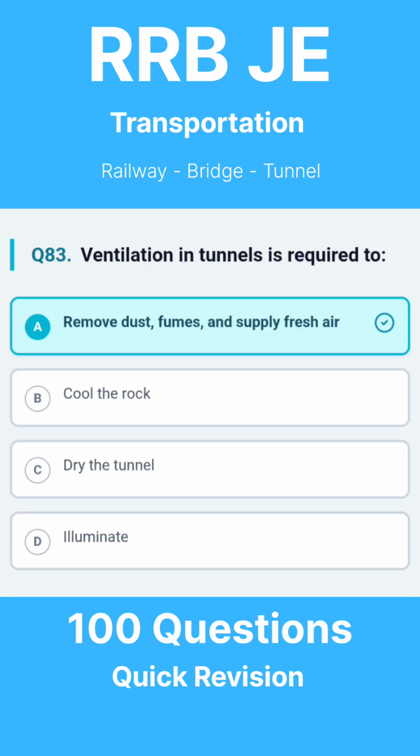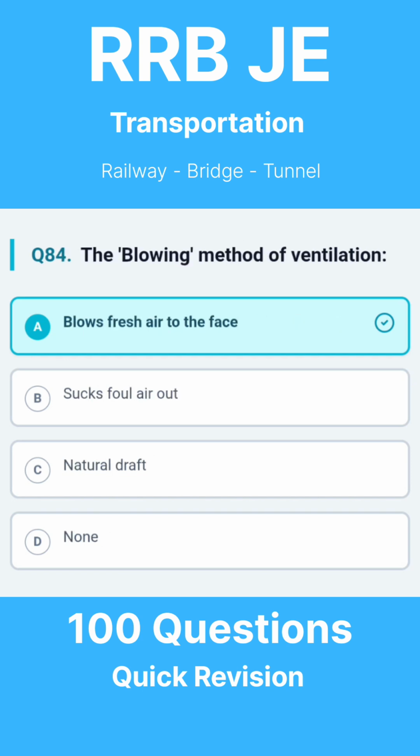Question 83. Ventilation in tunnels is required to? The correct answer is remove dust, fumes, and supply fresh air. Question 84. The blowing method of ventilation? The correct answer is blows fresh air to the face.